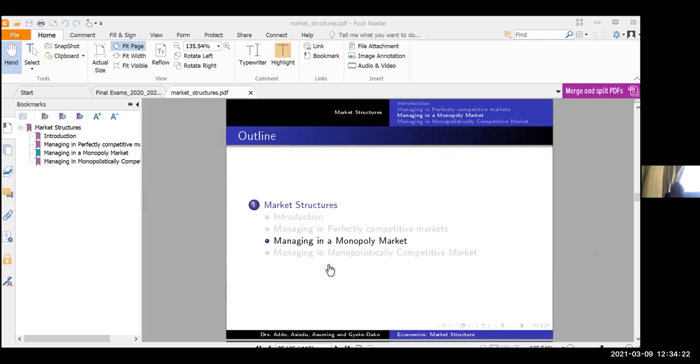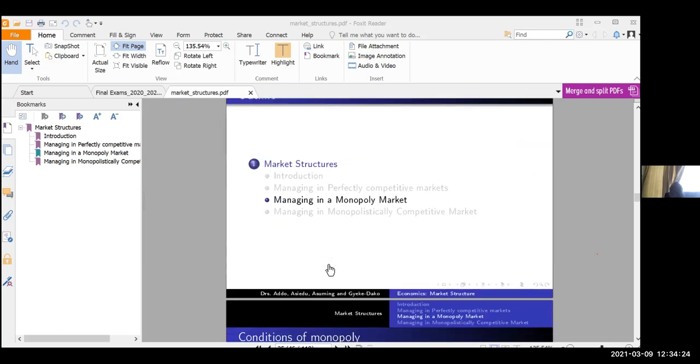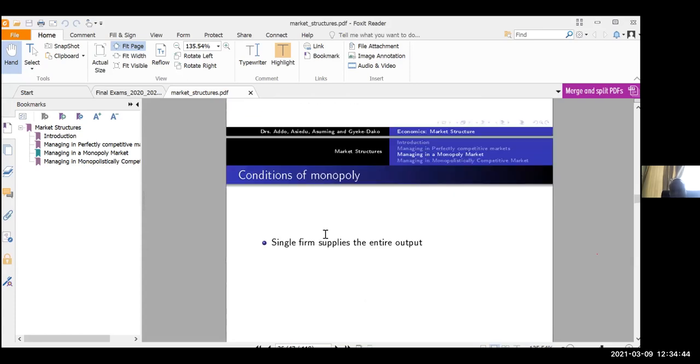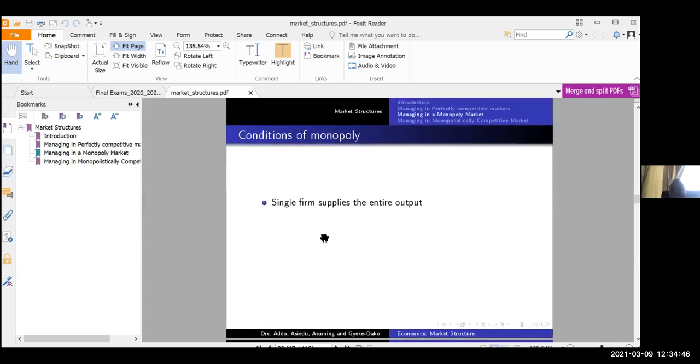All right, so now let's go into how to manage if you find yourself in a monopoly market. How do you manage in a monopoly market? In one of my classes, the executive MBA class, a student said, Doc, for that market, there's no management. You're alone in the market. Maybe the person is not too far from the truth.